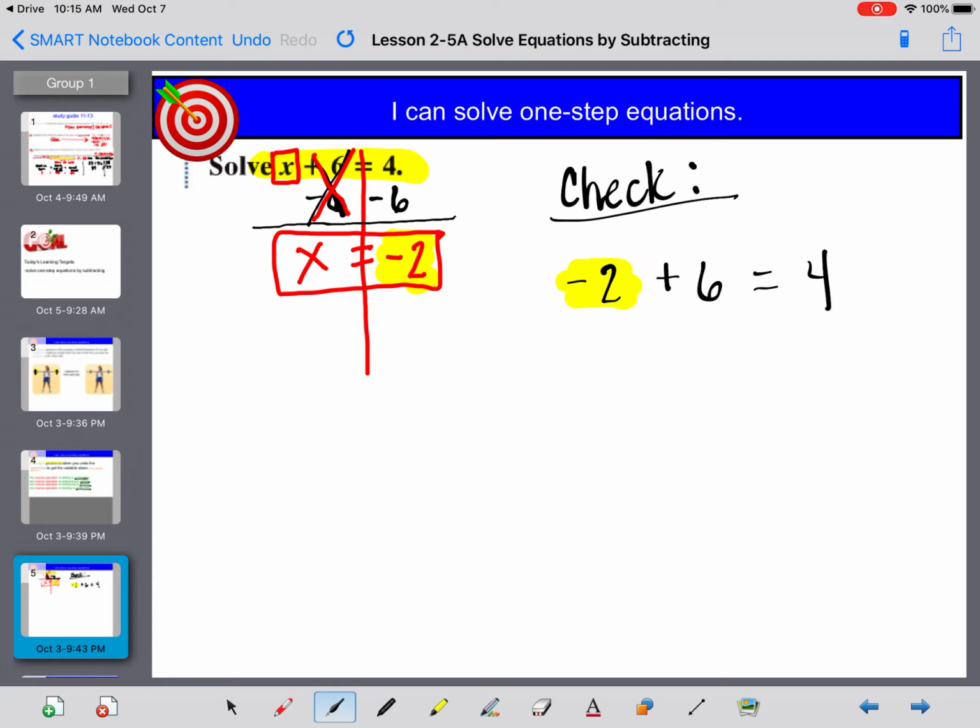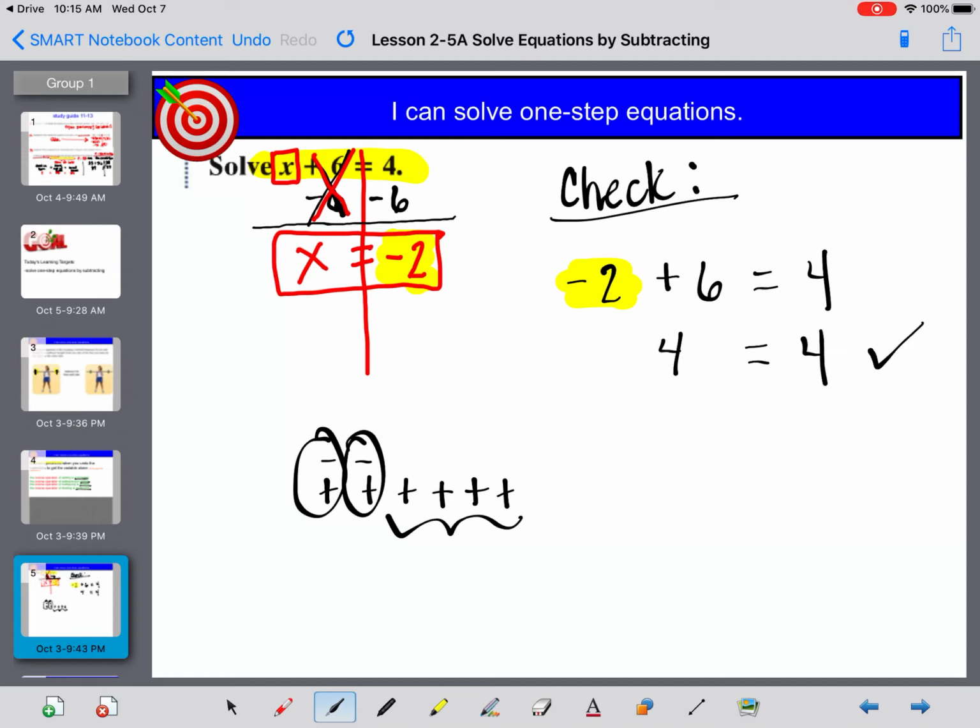If you're somebody who still struggles with adding and subtracting negatives, remember that's 2 negative tiles plus 6 positive tiles. These equal zeros, and what's remaining is a positive 4 tiles. 4 does equal 4. So yes, this is a true sentence, so that means that I do have the correct answer.